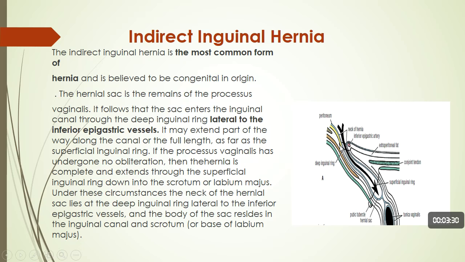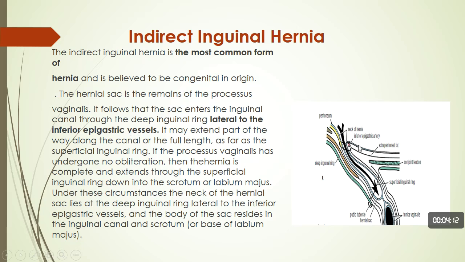The processus vaginalis is a passageway from the abdomen to the inguinal canal. This passageway must obliterate and disappear. But here it does not disappear. It appears here. And the hernial sac, you can see here, enters the inguinal canal through the deep inguinal ring lateral to the inferior epigastric artery. It is the inferior epigastric artery.